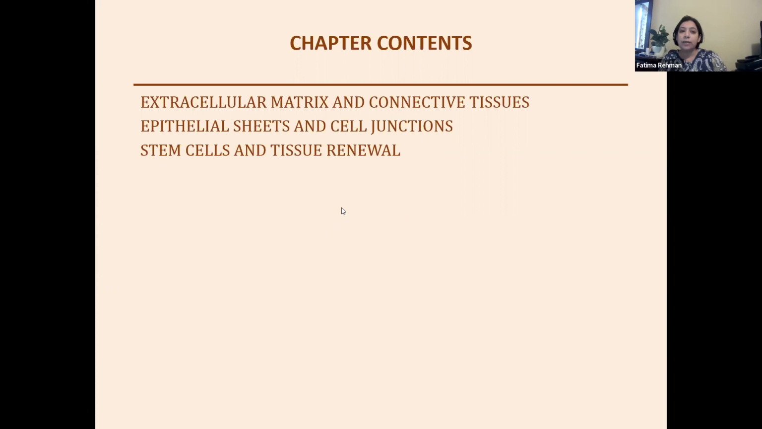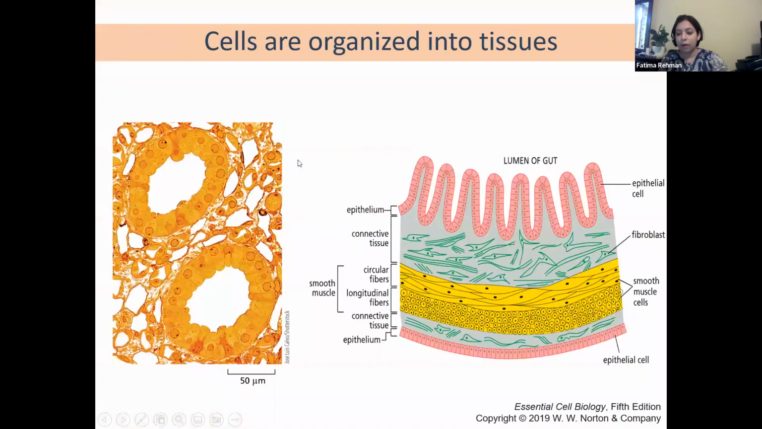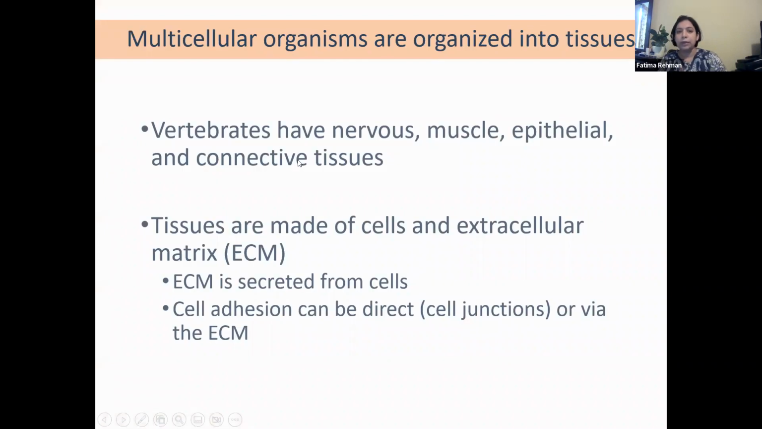And then we're going to talk specifically about epithelial sheets and cell junctions, different types of cell-cell contacts, cell-matrix interactions, and all that good stuff. And then in the last section, we're going to be focusing on stem cells and tissue renewal, how stem cells are utilized to make new differentiated cells to do the job they need to do in the particular system that they are in at that time. Some of this stuff we did before as well, but a lot of it is going to be brand new.